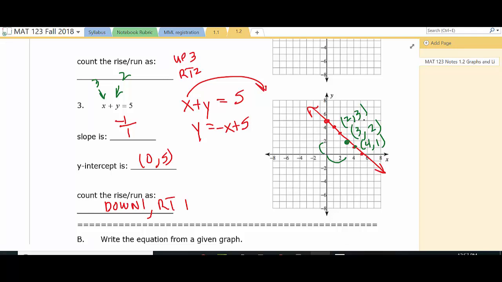Okay, now this is incredibly important that you get your graphing down. So in business, you're going to graph lines all the time. It shows up in applications continuously, so you want to make sure you have that down.